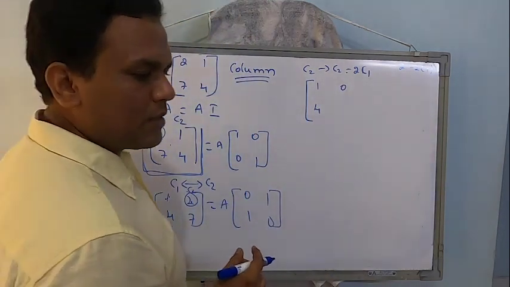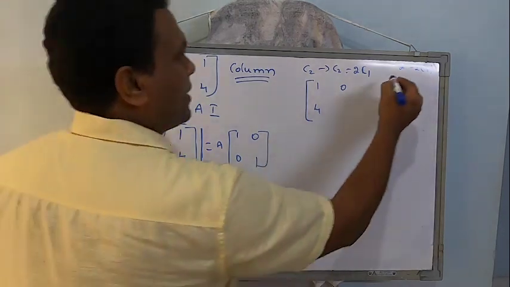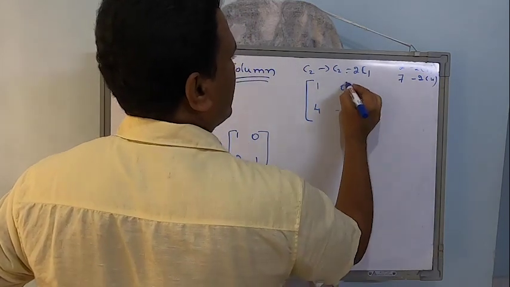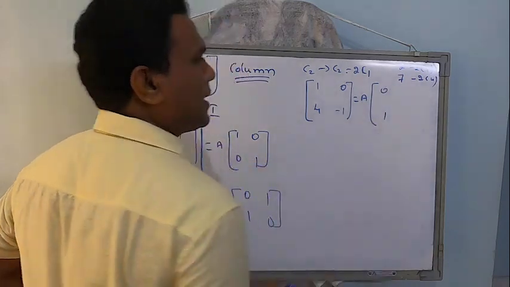And what is the next one? The next one you have to perform the same. For 7 also you have to do the same operation, right? 7 minus 2 into 4. So that's going to be minus 1. Close it. A as it is. Come back here, 0 1. Write down as it is.